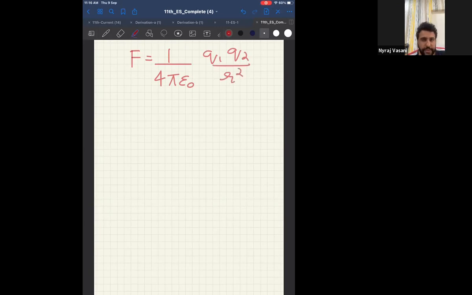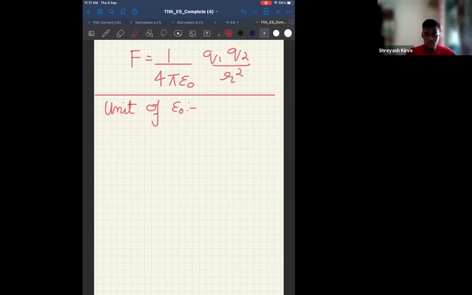I told you the SI unit of force is Newton. Now, if they ask you, what is the unit of epsilon naught? Can anyone derive and tell me the answer? From the same formula, can you derive the unit of epsilon naught? I'll give you 1 minute.